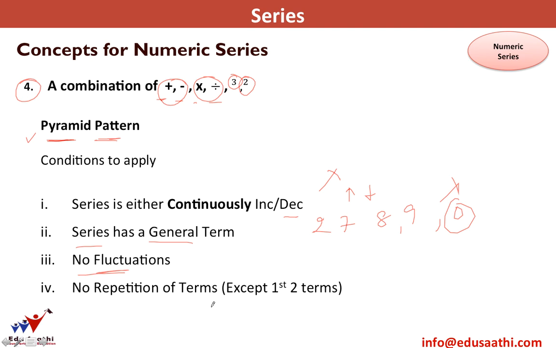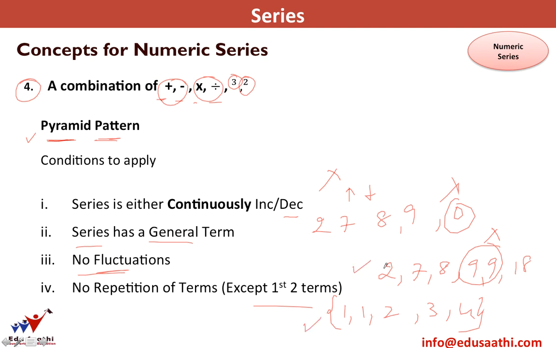No repetition of terms except the first two terms. For example, the series cannot be like 2, 7, 8, 9, 9, and then 18. So this is a repetition. This should not be there. But the first two terms can be repeated. For example, 1, 1, and then 2, and then 3, 4. If a series is like this, then the pyramid rule can be applied, but not like this. So the repetition should not be in the middle somewhere. Let's practice questions and learn how to apply this pyramid pattern.